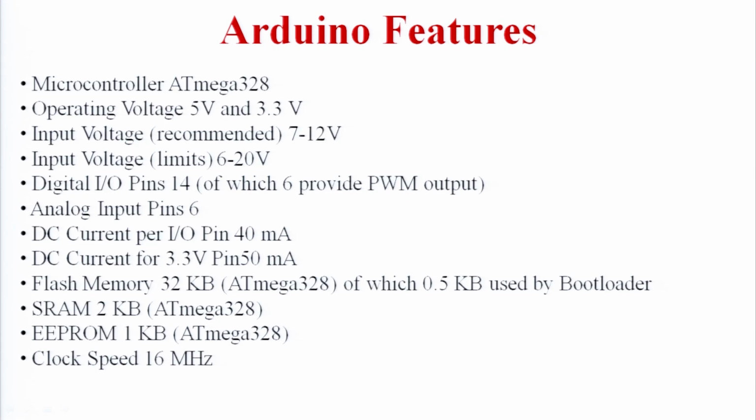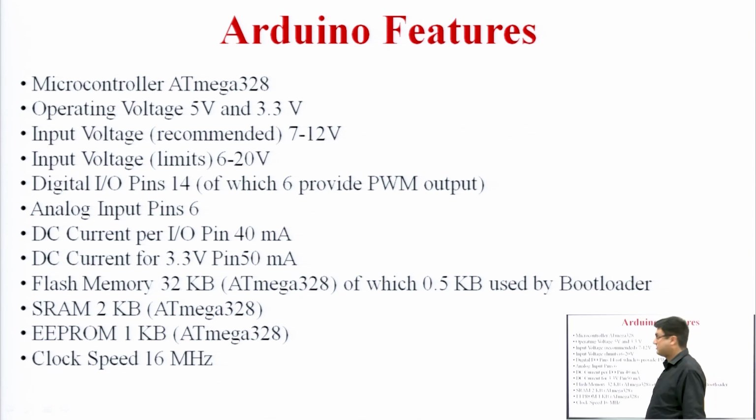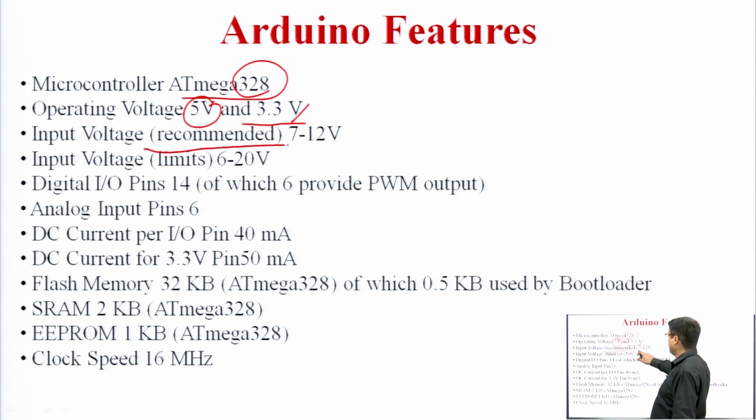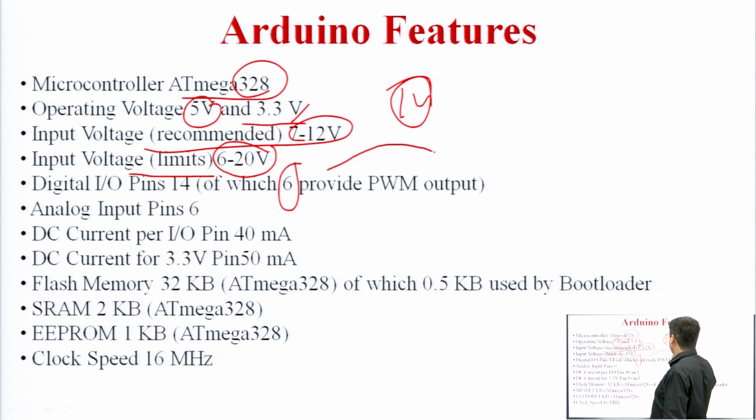So, Arduino features. We will look into the more technical features of the Atmega 328 series Arduino microcontroller. Atmel is the vendor company who manufactured and launched the Arduino microcontroller into the market. Its operating voltage is 5 volt and 3.3 volt. Its recommended input voltage is 7 to 12 volt. It has an input voltage limit of 6 to 20 volt. It has digital input output pins. Digital input output pins available are 14, and out of 14, 6 are specific for PWM, pulse width modulation operations. Analog pins are 6.